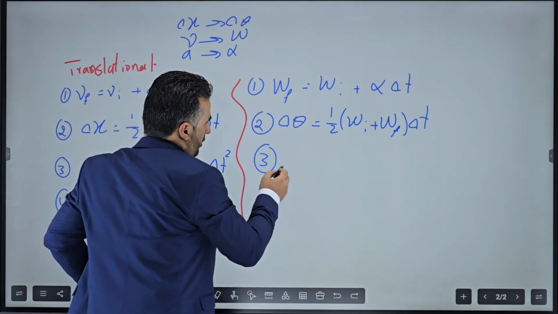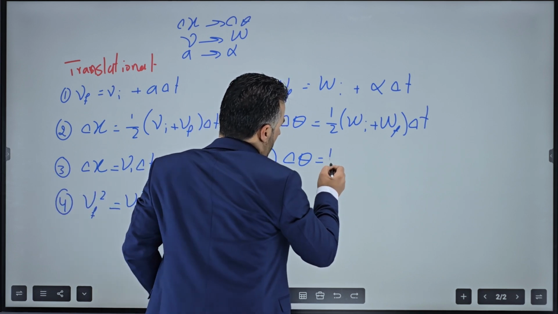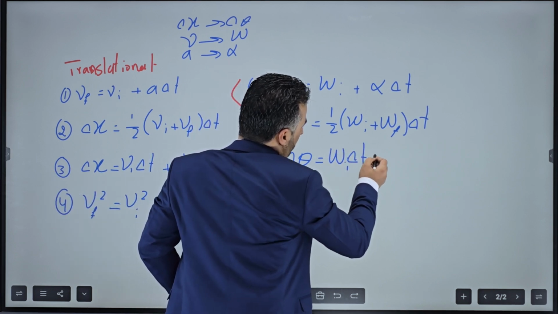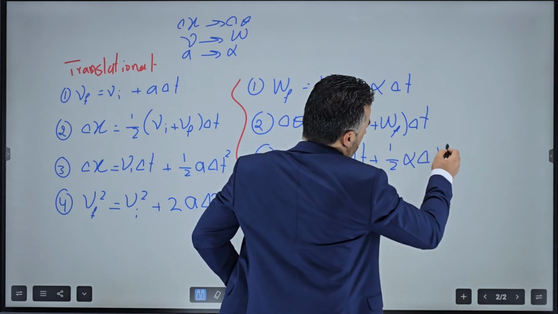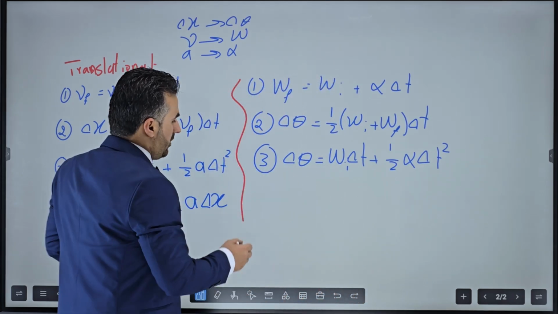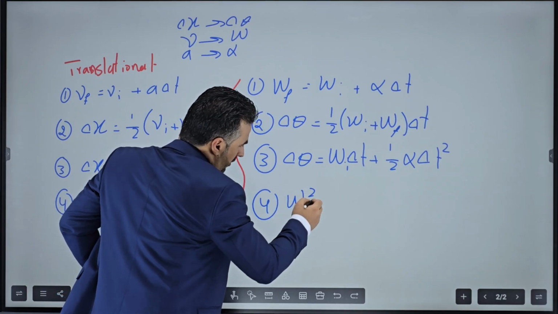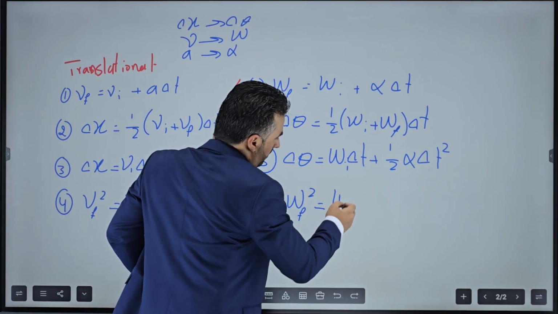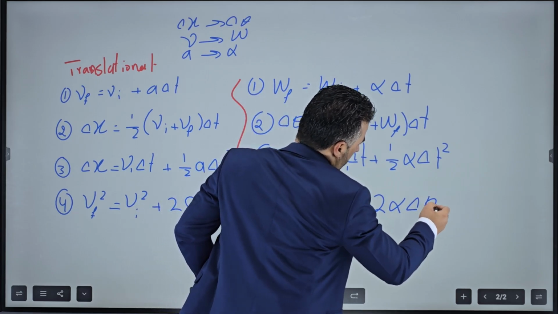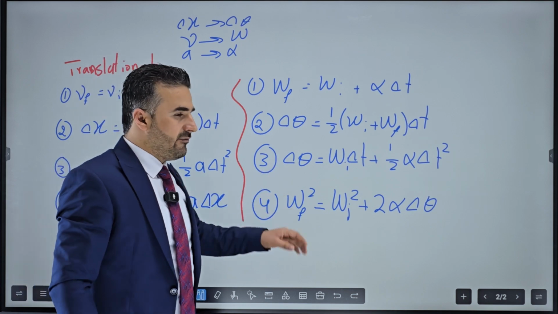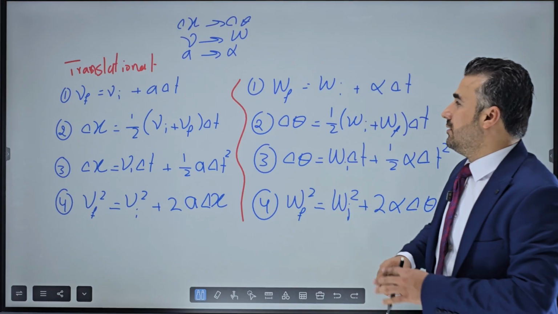Now the third equation becomes delta theta again, because instead of delta x, and instead of V initial, we have omega initial delta t plus 1 over 2, and instead of acceleration, we have angular acceleration delta t squared. And then the fourth equation becomes omega final squared, don't forget, equals omega initial squared plus 2 times angular acceleration times delta theta. So these are the 4 kinematic equations in translation, and these are the 4 in rotational motion.